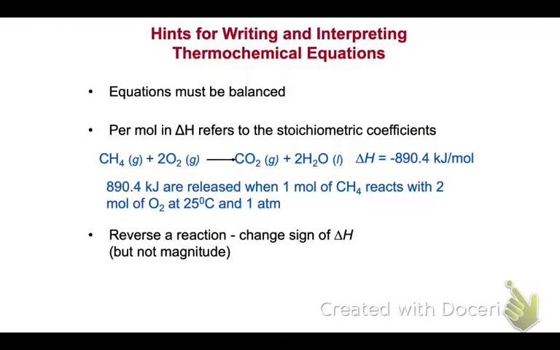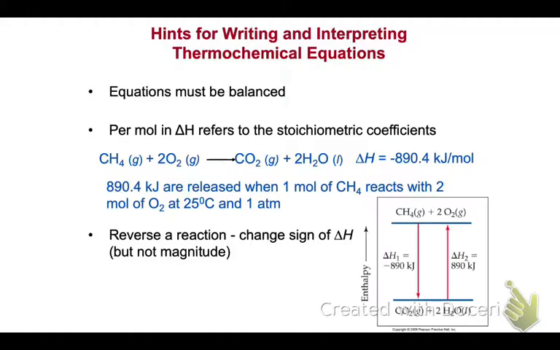If you reverse a reaction, you change the sign of delta H, but not the magnitude. Why? Because let's think about it. I need heat to melt ice into water. But when water freezes, it will release the heat, which means anytime I look at the reverse reaction, delta H sign will change as well. So let's look at this diagram together.